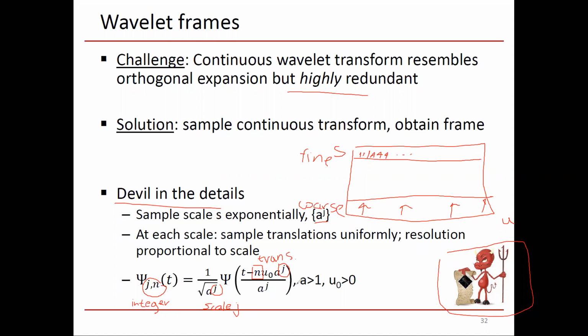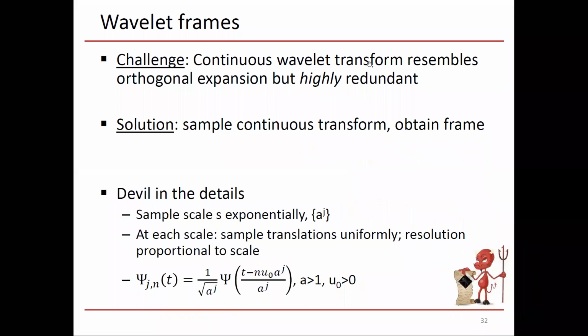Now, just as a matter of definition, A is greater than 1, and this constant U0 is also positive. Again, you could imagine this conceptually as A equal to 2, but really, you could do this for different A's. And for those who are interested in details, the course notes by Mike Wakin, which you can email me about, I'll be glad to send over, contain many of these details.